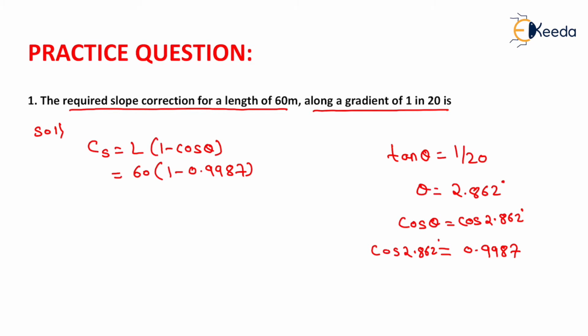It will be equal to 0.078 meter. And if we want the answer in centimeter, then we have to multiply by 100 and it will be equal to 7.8 centimeter. That will be the required slope correction, which will be equal to 7.8 centimeter. That is all about this numerical.